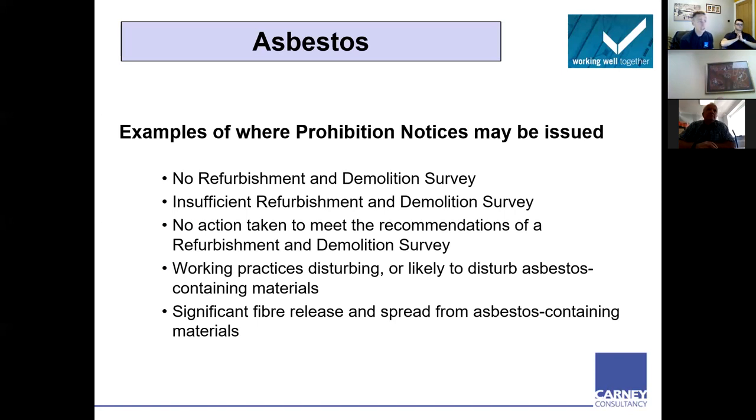Insufficient R&D surveys. So you might have an R&D survey on site, but it might not be significant to your work activity. If that is the case, you are more than within your rights to request a localized survey, specific to the task you're carrying out. No action taken to meet recommendations of an R&D survey. Working practices disturbing or likely to disturb asbestos-containing materials. And finally, significant fibre release and spread from asbestos-containing materials is where they will put a prohibition notice in place.